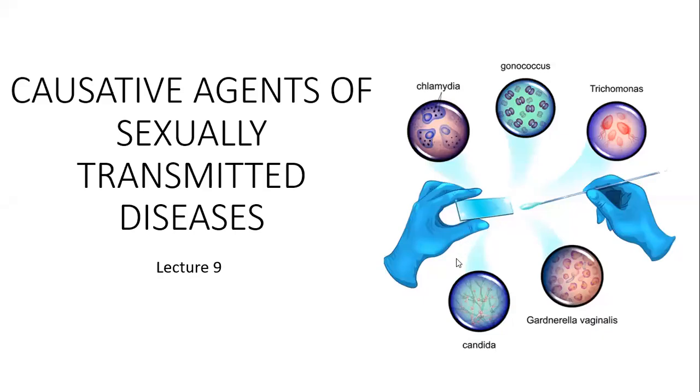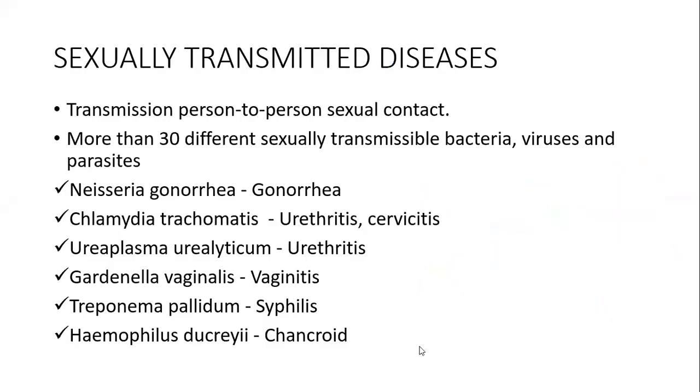Hello, lecture number 9, and it will be about causative agents of sexually transmitted diseases. Sexually transmitted diseases are diseases which are transmitted by direct contact, actually person-to-person sexual contact. And there are a lot of different causative agents: viruses, bacteria, fungi, and parasites.